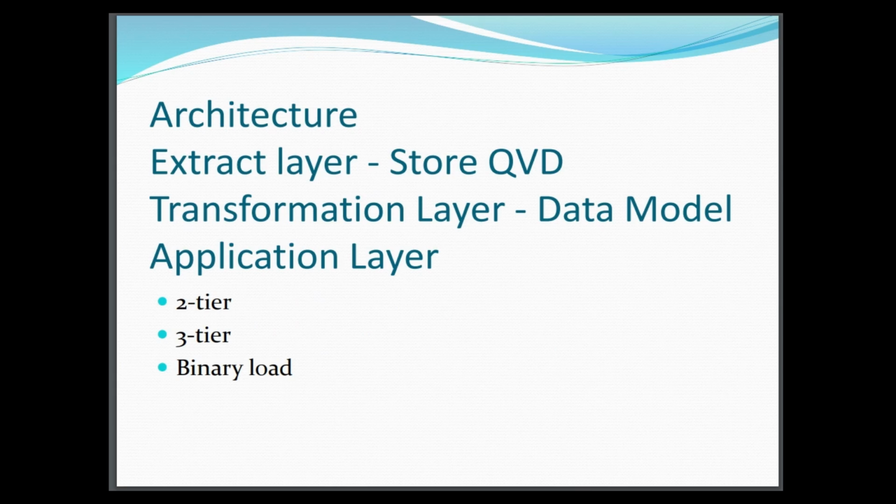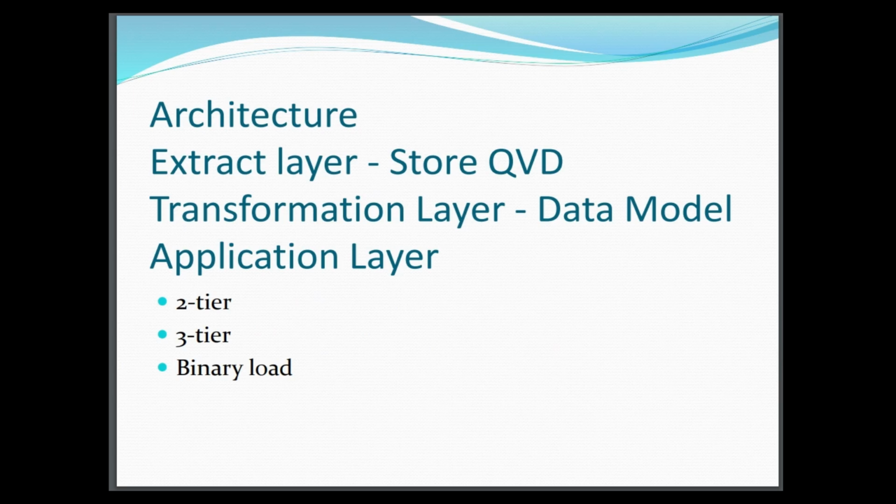Any calculated column you want to derive in the back end, any business logic you want to apply, join, concatenation, apply map, everything happens in this transformation layer. And then comes the third layer, which is the application layer. Normally people prefer three tier, or in some cases it would be just two tier, with an extract layer and an application layer. It depends upon the architecture and how much transformation is required on the data set.